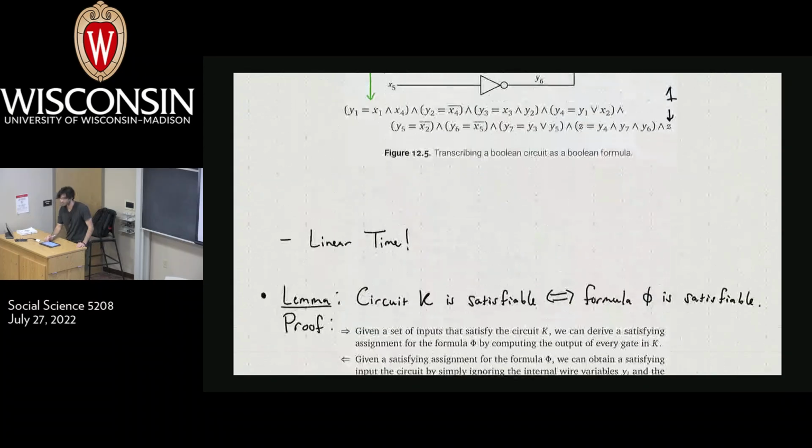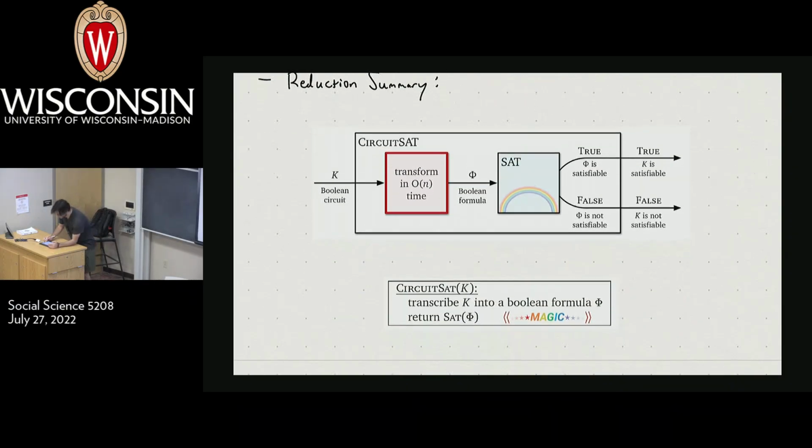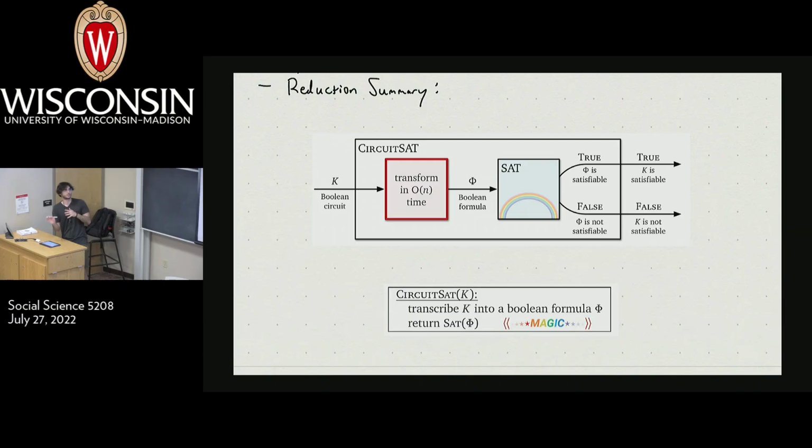We know it runs in poly time. And so SAT is NP-hard. And now another way to visualize the reduction, instead of converting one problem into the other, we could think of it as using a magical black box for SAT. And you know it's magic because there's a rainbow there.